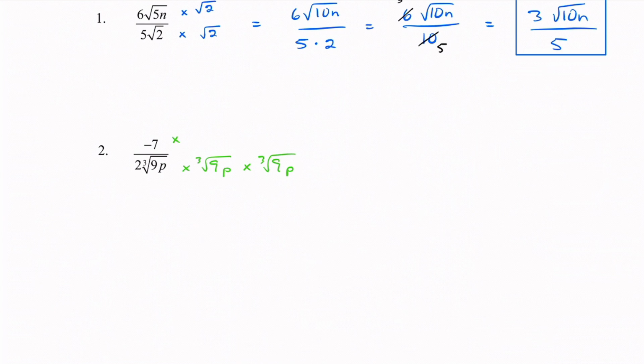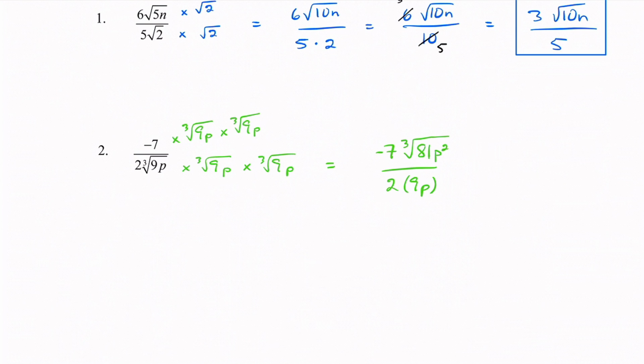Okay, and I'm going to do the same in the numerator. So simplifying the denominator, we had a 2 down there, and then a cube root 9p times a cube root 9p times a cube root 9p is just equal to 9p. In the numerator, we had the -7, and then cube root 9p times cube root 9p is going to equal the cube root of 9 times 9 is 81, and then p times p is p squared.